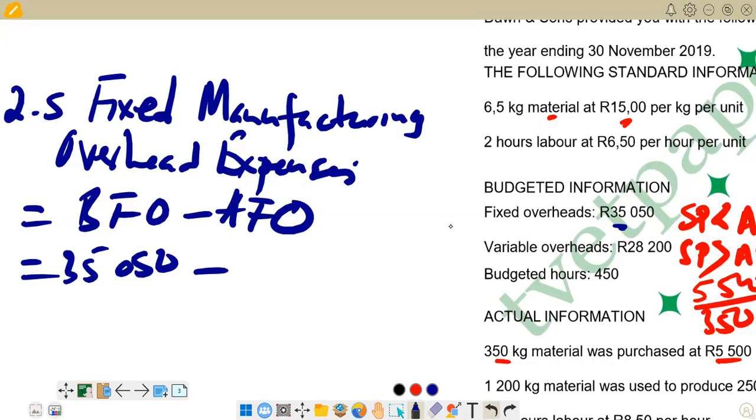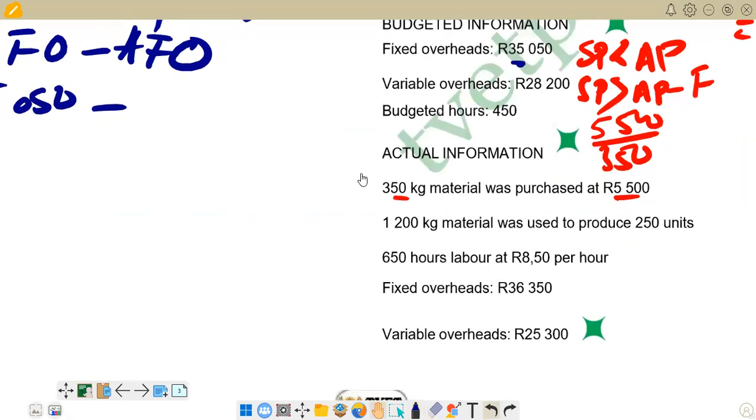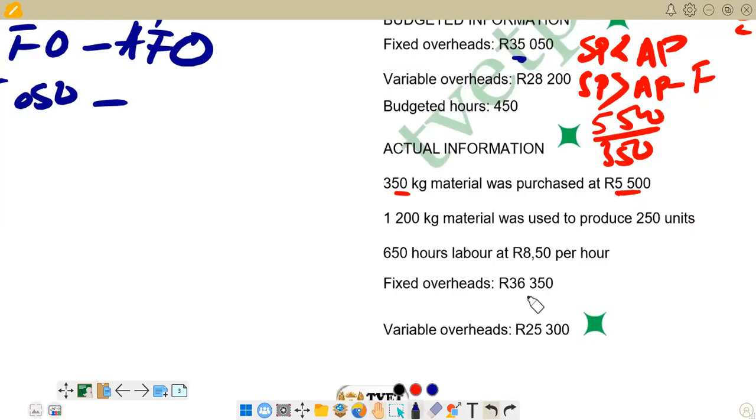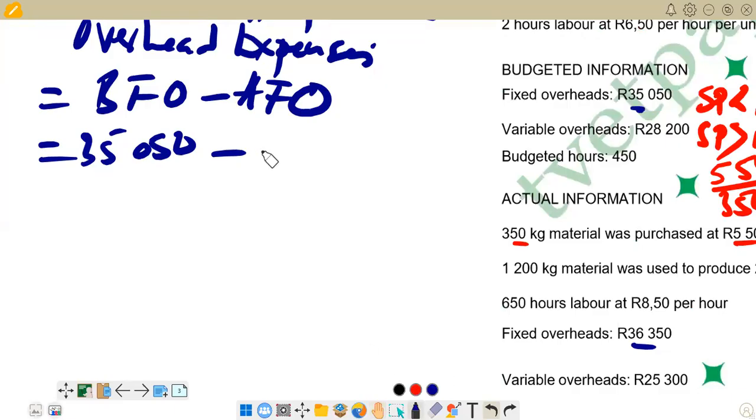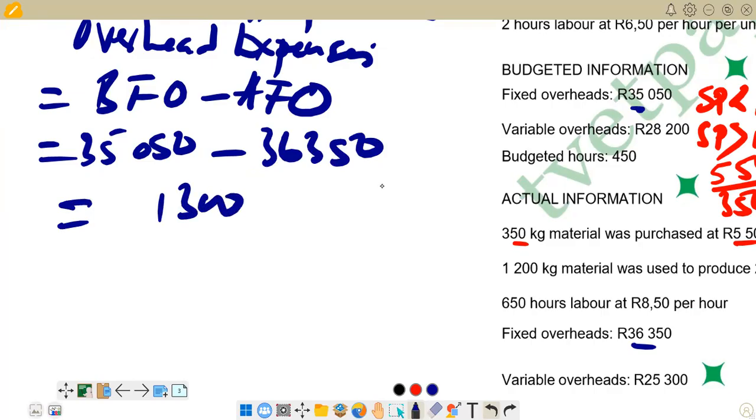Let's try to see what we have in terms of actual fixed overheads. We are given it here: 36,350. We're having 36,000, 350. So we say 36,350, as simple as that. Then I'll calculate the difference between the two. We've got 1,300.